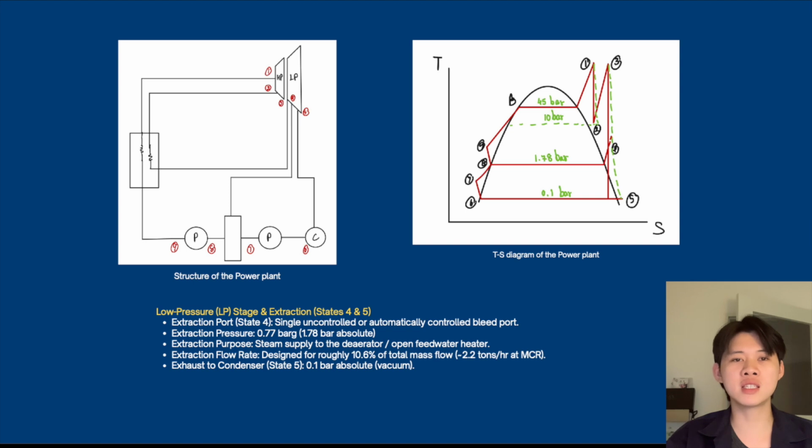Now the water is heated up by the hot steam that is leaving from the low pressure turbine at pressure 1.78 bar. And lastly, we use a pump to increase the pressure back to 45 bar and send the water back to the boiler. And now the cycle is complete. And for the next step, my friend will tell you about each component.